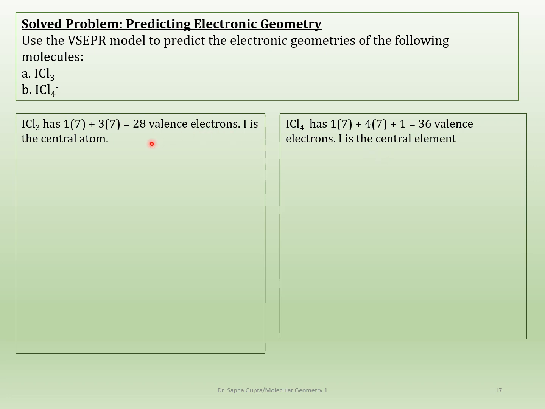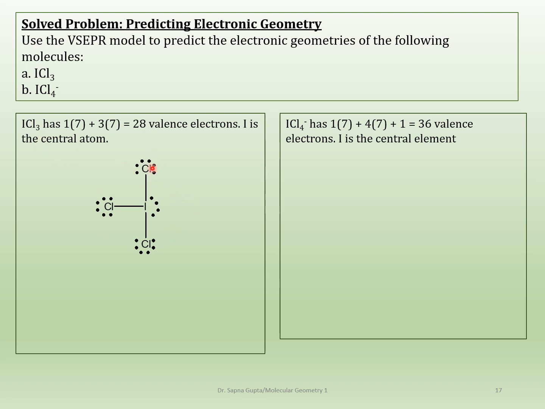Okay, here's another one, ICl3 and ICl4 minus. Again, drawing the structure is the most important thing. So here is the Lewis structure. Here is I in the middle. Iodine is a halogen, and if a halogen is in the middle, it can have more bonds. But if it is terminal, it can have only one bond, okay? So if Cl was in the middle, it would have more bonds, and I terminal would have only one. So anyhow, this is the structure.